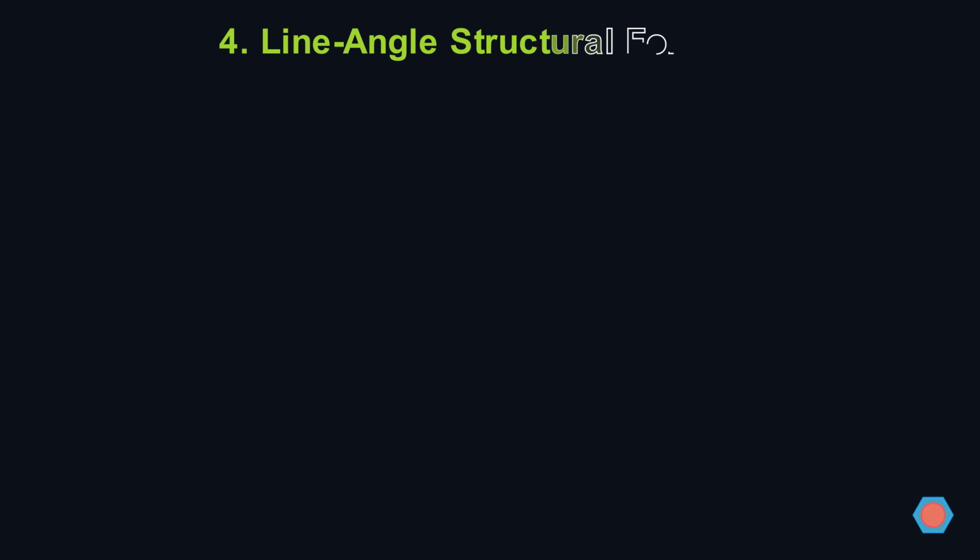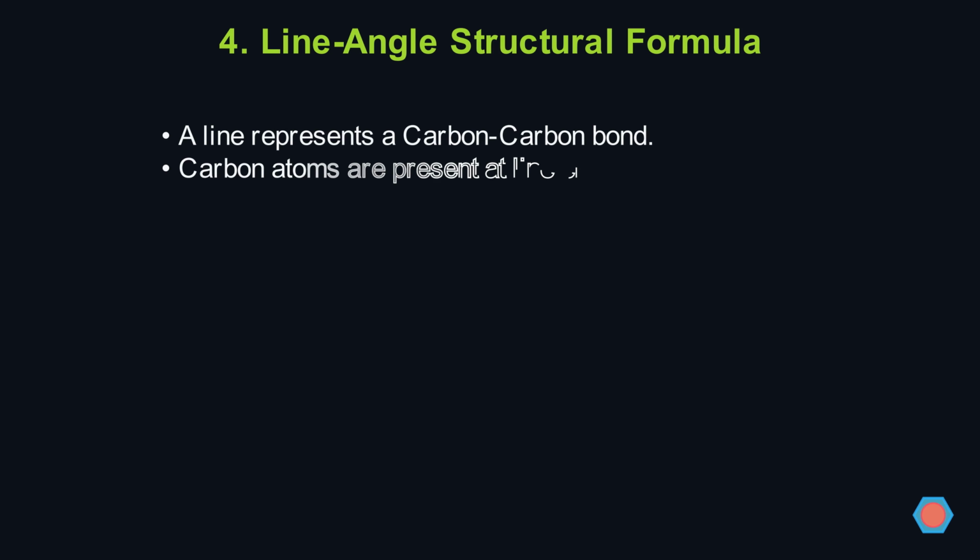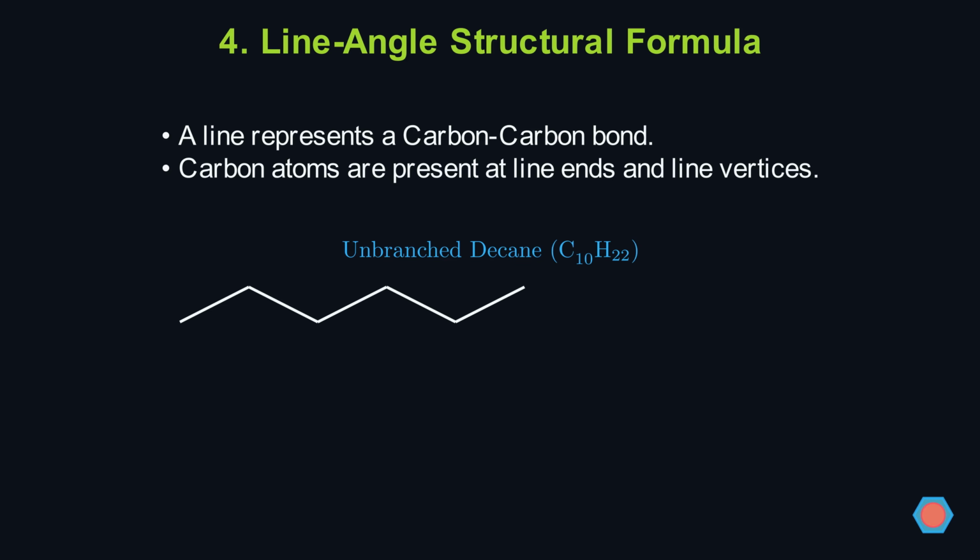Finally, the line angle structural formula. It is a structural representation in which a line represents a carbon-to-carbon bond, and a carbon atom is represented at every point where two lines meet, and at the end of the line. For example, unbranched decane is represented as this. Each line represents a carbon-to-carbon bond.